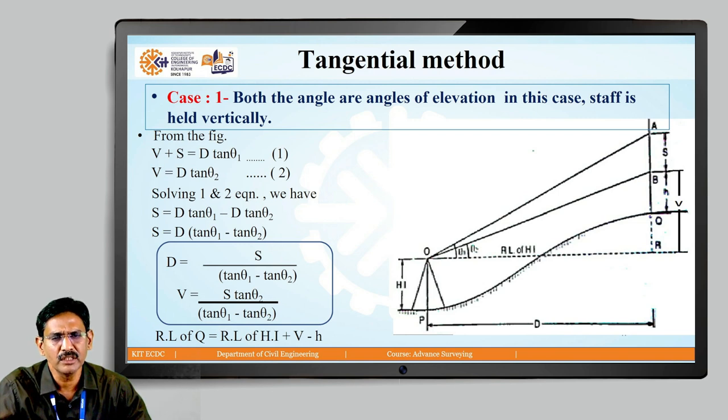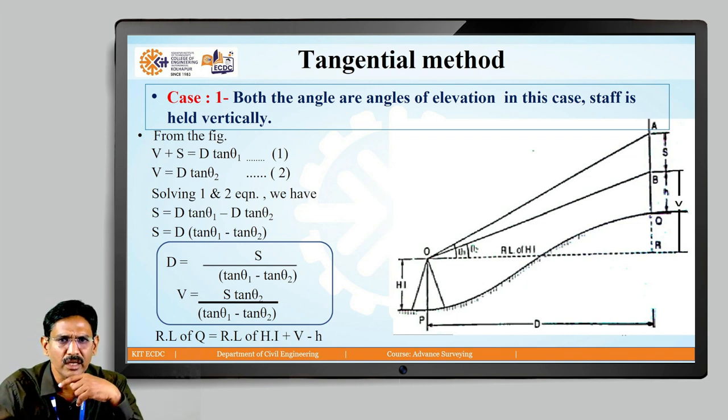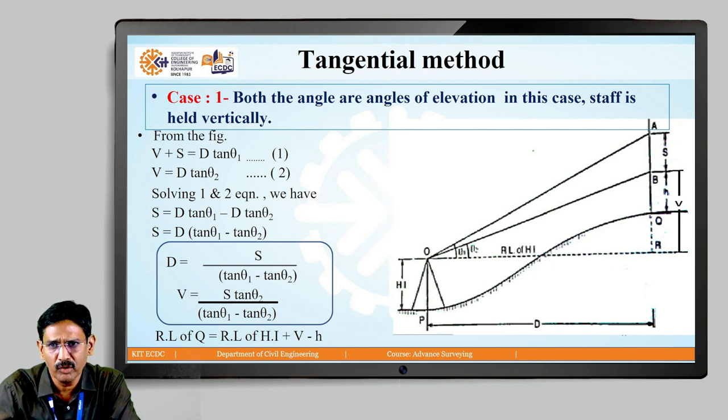So, what you see here is the substitution of the value of D in the second equation, and once we obtain the vertical intercept V, now the RL of the object can be obtained. It will be equal to the RL of the HI, added to the known RL of the point P at the instrument position, plus the vertical intercept, minus the height to the bottom of the target. Now, these are the parameters. Here you can see that the height should be known to you, being a bottom target. V is what we compute. V, the vertical intercept, is something which we compute.